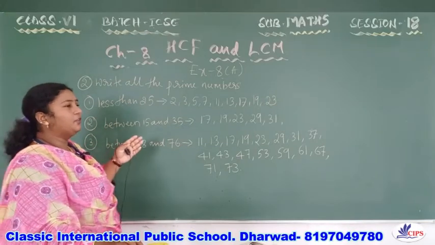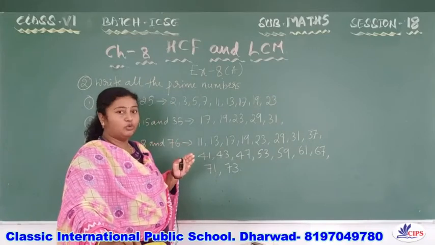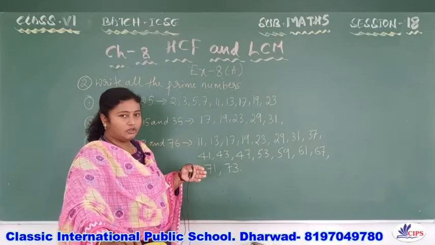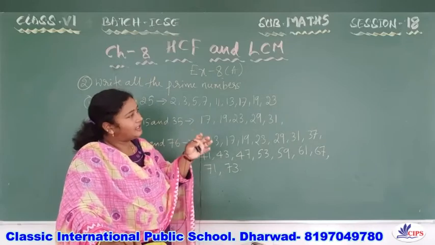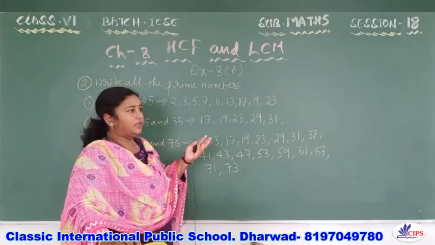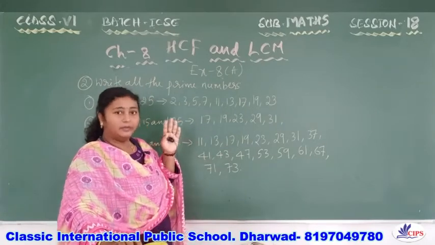Better if you write the prime numbers from 1 to 100. You already know how to find the prime numbers from 1 to 100; you learned it in 5th standard also. So better you write them and keep them to one side. It will be easy whenever they ask for the primes in between this and that. You can see and write properly.